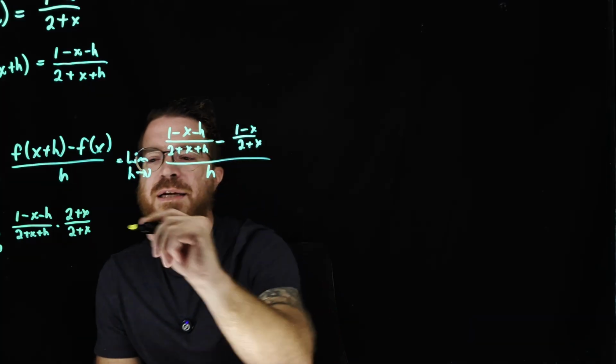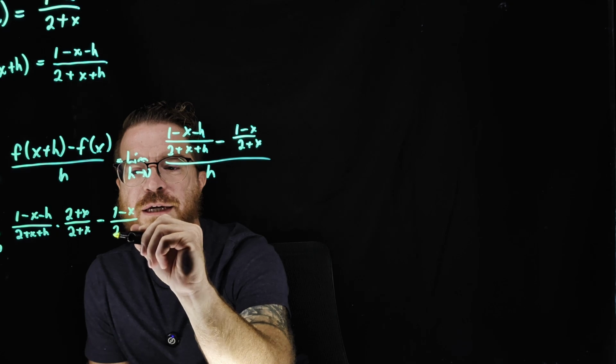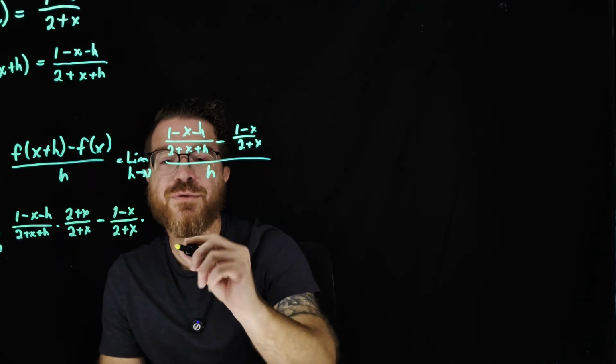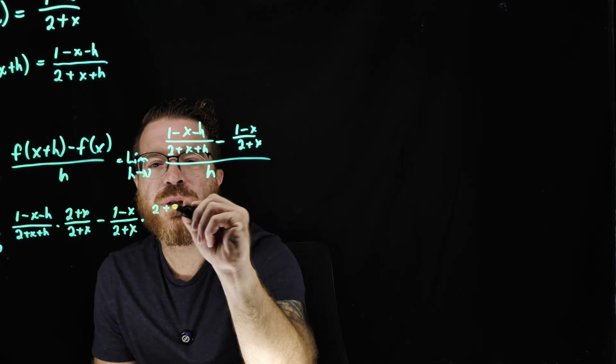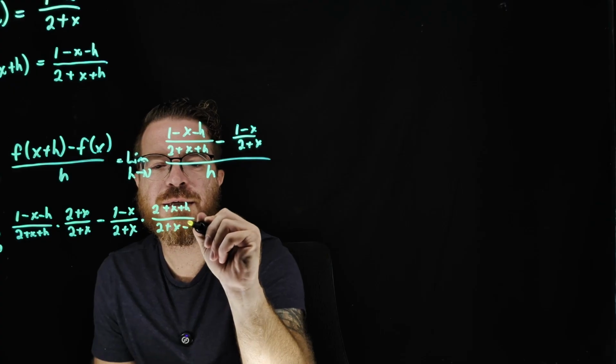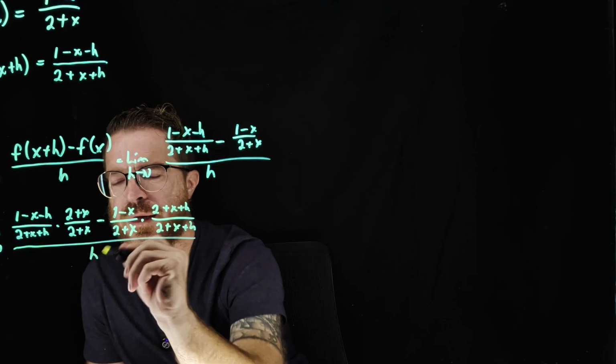And now I'm going to go to my second term, so minus 1 minus x divided by 2 plus x times, and again, I'm going to do the same thing with the denominator from the first fraction: 2 plus x plus h divided by 2 plus x plus h. And then, of course, still all divided by h.